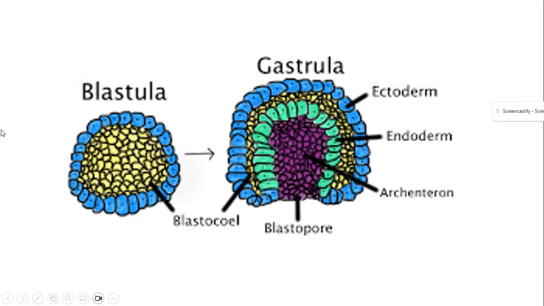This is the blastula with blastocoel. This is the gastrula. As you can see, the gastrula is a much more sophisticated form of the blastula. Ectoderm, endoderm, archenteron, blastopore, blastocoel. This is the blastula with blastocoel only.